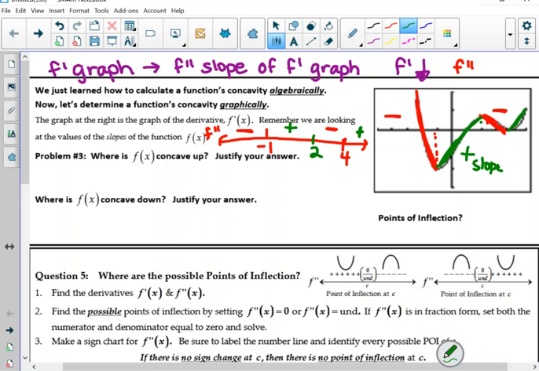Once I have the number line, I am literally not going to look at this graph anymore. I am going to look at what this says. Because if I look at my graph, I'm going to want to describe what I see there as opposed to what the information on that graph tells me about F, the graph I cannot see. So where is F concave up?